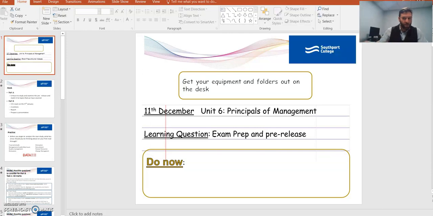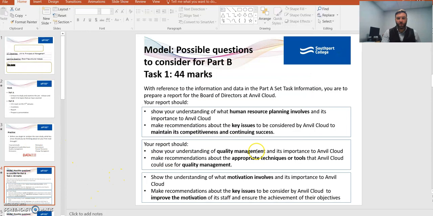You should be looking at other stuff, but in my class we're focusing on these areas. From my first read and from my colleagues, we really think this is going to be focused more towards motivation, quality management, and possibly recruitment. So it's likely we're going to get something along the lines of those. Questions such as: show your understanding of human resource planning, make recommendations on how to recruit correctly to improve competitiveness. And in this case, the main objective for Anvil Cloud is growth. So always think that everything you're talking about is about growth.